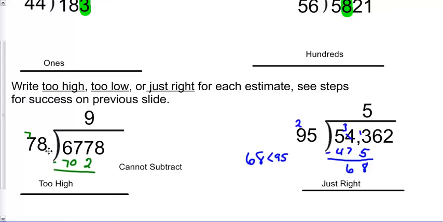So here we multiplied 9 times 78 and came up with 702. Again, I can't subtract 677 minus 702, so that means the 9 is too high. You cannot subtract, so my answer was too high. And then the last problem, 5 times 95 is 475. I subtract, I get 68. Since 68 is less than 95, my answer is just right.